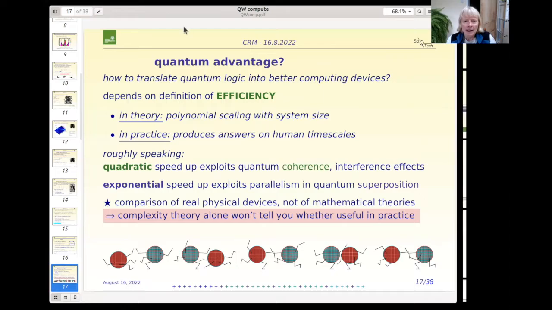Now, how efficient are they is the next thing. We've got our polynomial scaling with system size, maybe. We certainly got answers on human timescales. The experiments are running in the lab very fast, so we don't need to worry about this one so much. But we do need to worry about whether we're getting more efficient than classical computers.